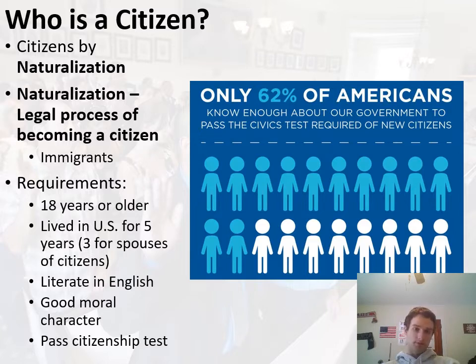To become an immigrant citizen, you must be 18 years or older. You must live in the United States for 5 years. Spouses of citizens can have a reduced requirement of 3 years. You must be literate in English. You must demonstrate good moral behavior, and you have to pass a citizenship test. Basically you're asked the fundamentals of American history, like who our founding fathers were. You're asked questions about our Constitution. It's honestly kind of just an overview of this class. If you can pass this class, you can probably pass the citizenship test. That being said, only a little over half of Americans know enough about our government to pass a civics test, which is probably related to why only half of our citizens tend to vote. But anyway.